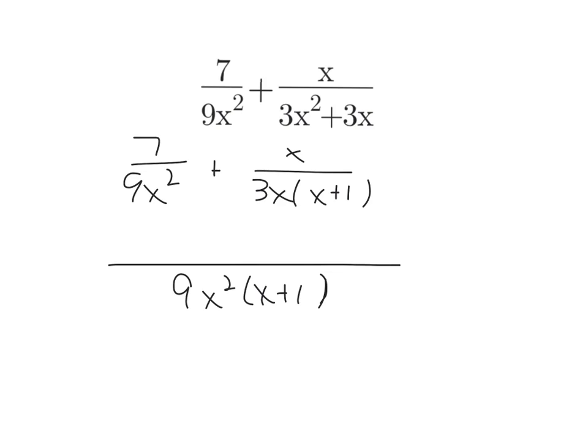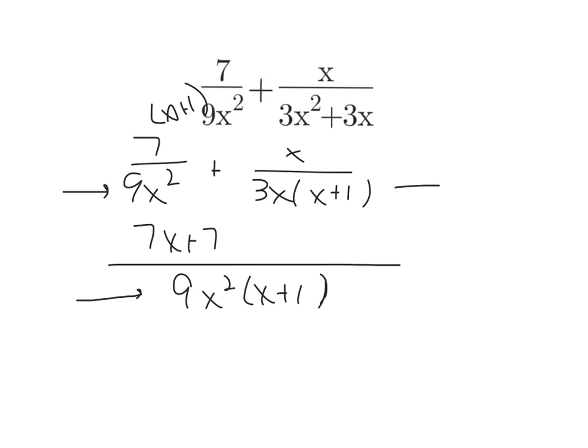So here's what you do with your numerators. Look at what we have down here. Look at your denominator. What does it need to be that? Like, what is it missing to be 9x squared times x plus 1? Well, it needs the x plus 1. So that means I need to multiply the numerator by x plus 1. Now if I do that, I get 7x plus 7.